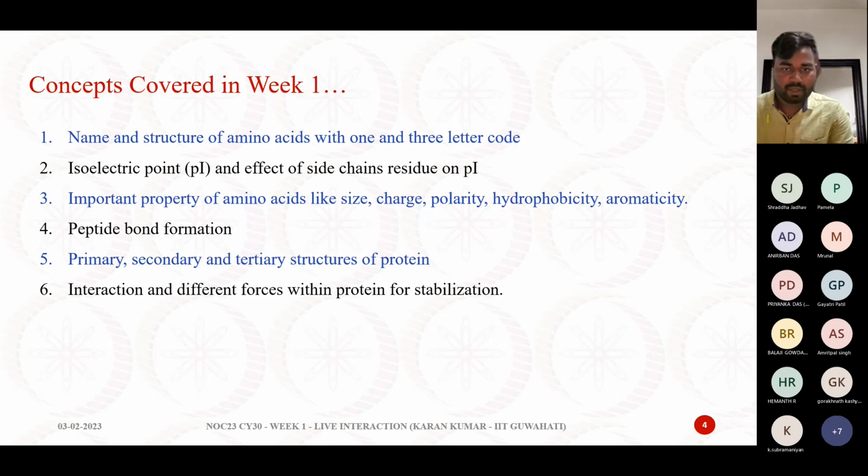Okay. So I hope whoever has joined must have gone through the week 1 lecture. The concepts covered in week 1 were very basic: the name and structure of amino acids, 1 letter and 3 letter code, isoelectric point, and effect of side chain residue on isoelectric point. Then important properties of amino acids like size, charge, polarity, hydrophobicity, and aromaticity, peptide bond formation, primary, secondary, and tertiary structure of protein, and then interaction of different forces within the protein for stabilization.